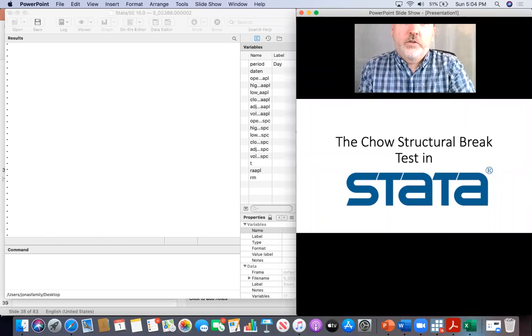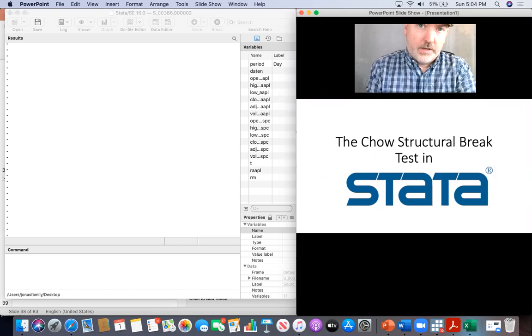Hi, everybody. We're going to do another time series topic here in Stata, this time looking at the Chow structural breakpoint test. So I've got some data here to play around with. It's the daily return on Apple stock and the daily S&P return. So we're playing around with a little capital asset pricing model type equation.